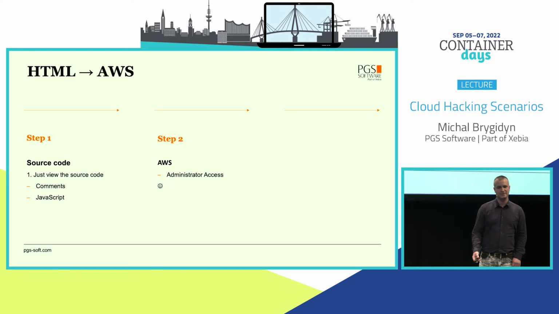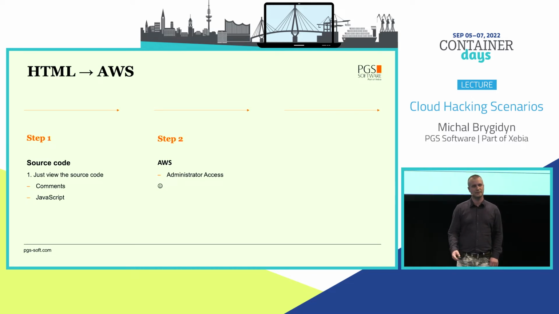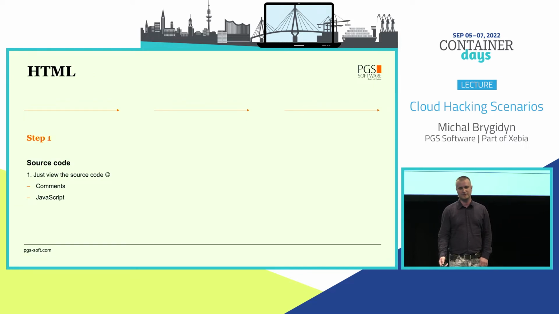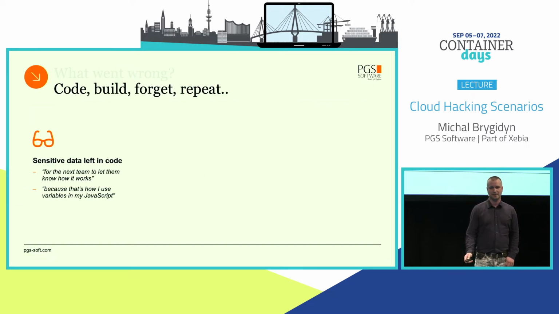And it's pretty easy to find all these keys in HTML because right here, you can see that the AWS access key ID always starts with AKIA. So if you know how to use regex, you can look for it on different websites, and you can find this easily. And what went wrong here?